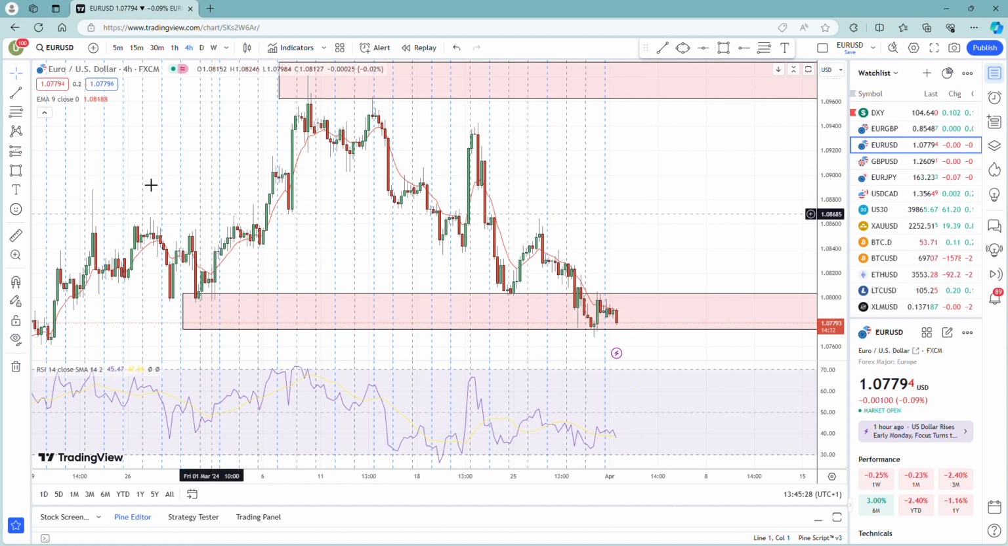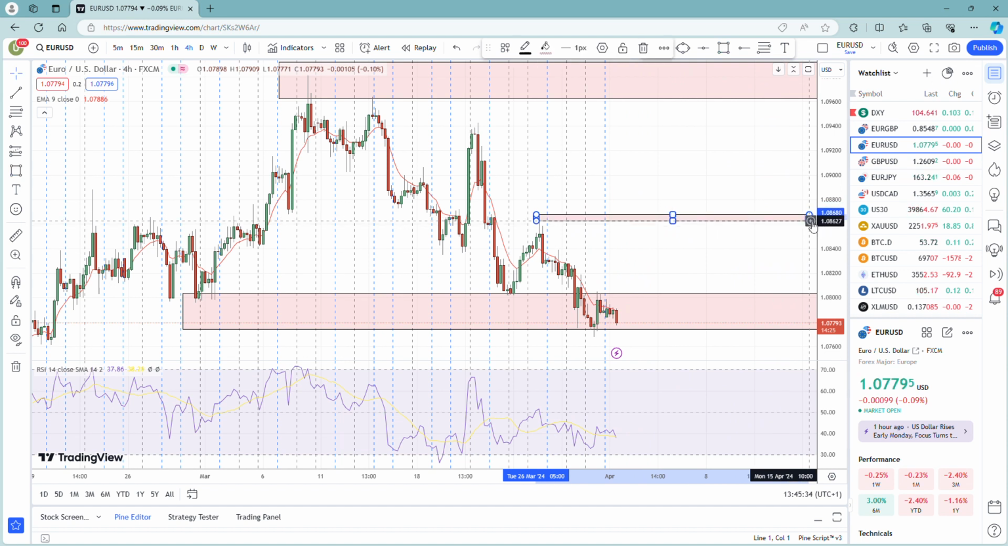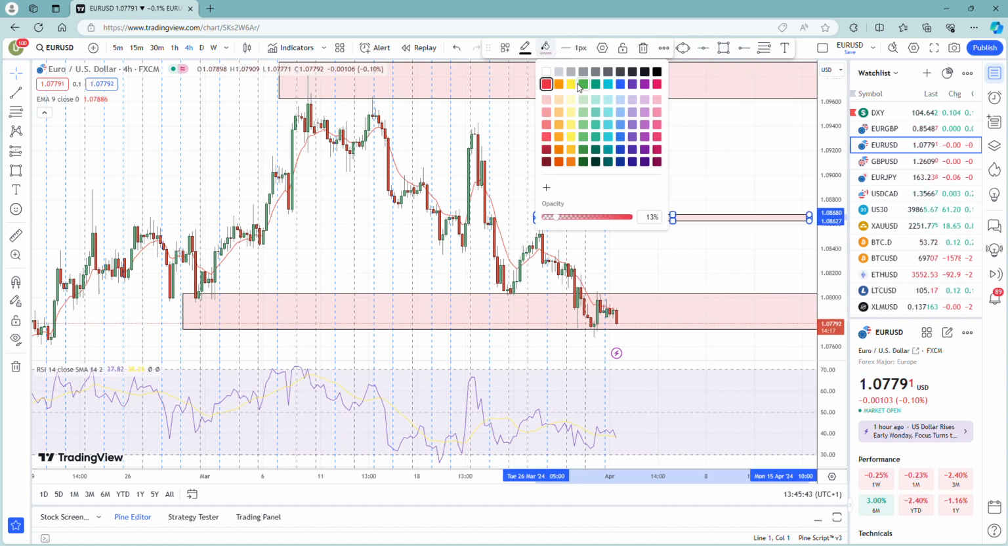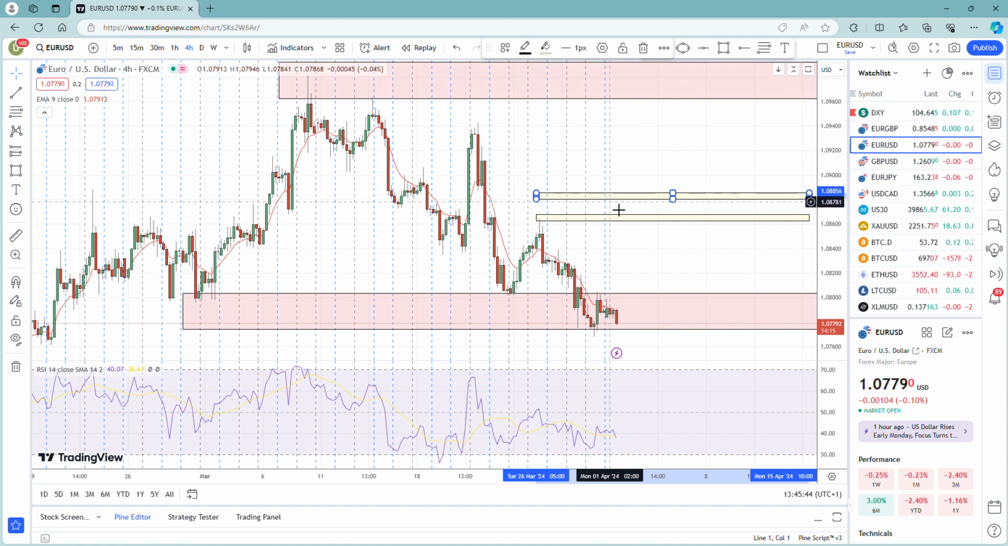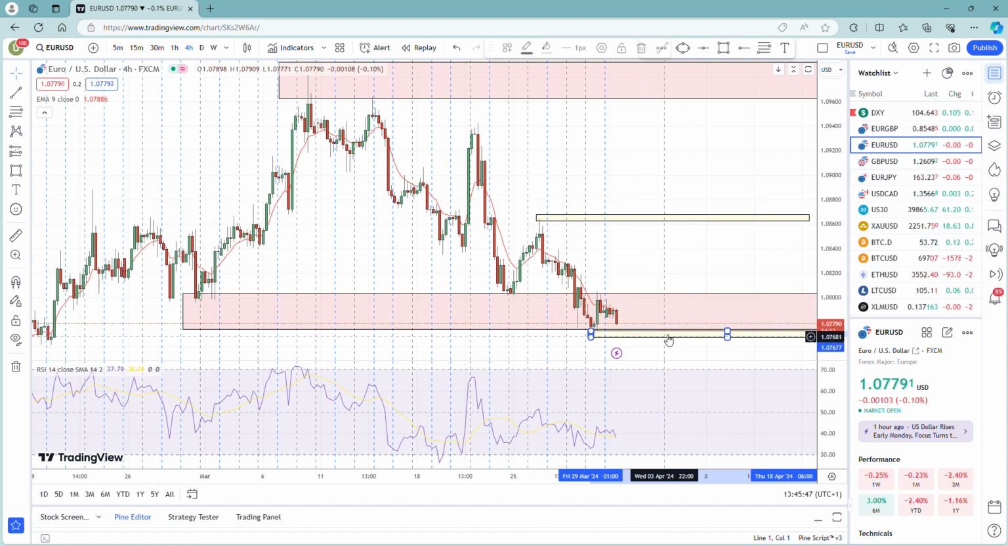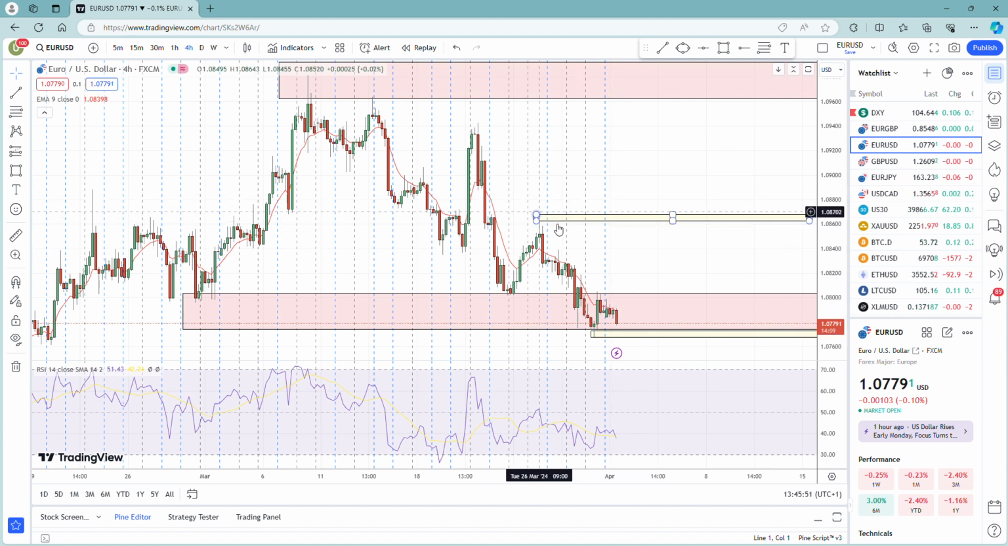You then go into the H4 time frame, and you can do the same thing here. So you've got a lower high here. Price is bearish on the H4. Change that to yellow, and you've got support there. So price is between the two levels.